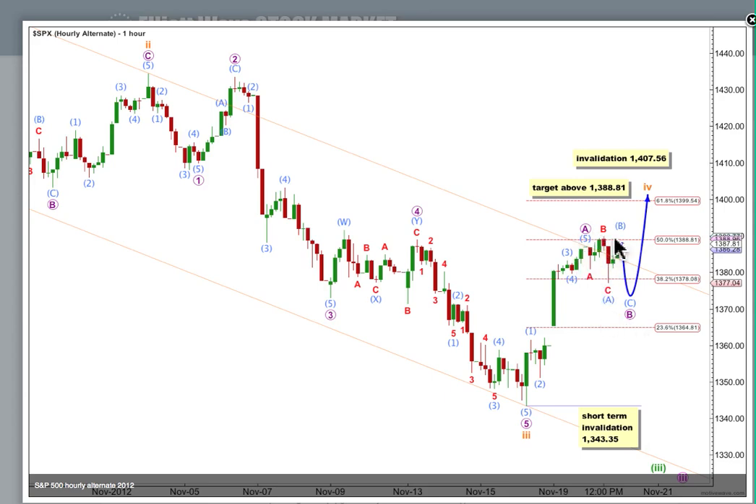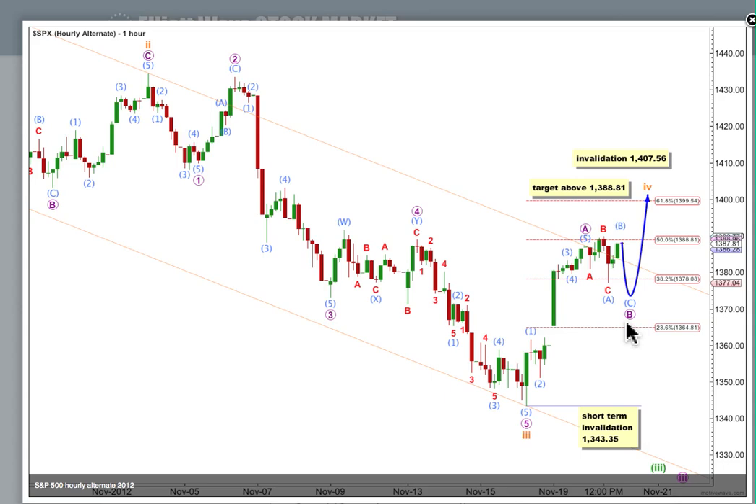I'm analysing this structure here exactly in the same way. Wave A, everything's the same up to this point here, and I've just moved the degree of labelling within this 3-wave expanded flat correction all down 1 degree. This may have been only wave A aqua within wave B purple, so we'd be looking for a 3 up for wave B aqua, and then a 5 down for wave C aqua, as extremely likely to make a new low below this point here of wave A aqua. We should only use this wave count if we see a new low below this point here.